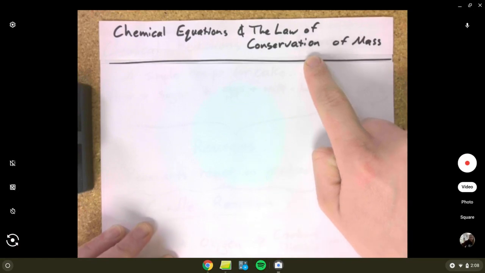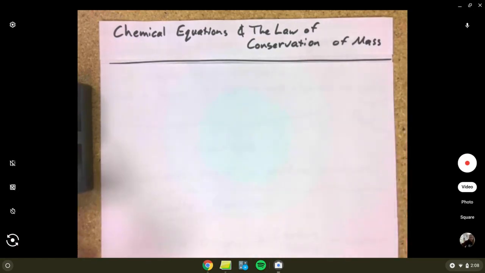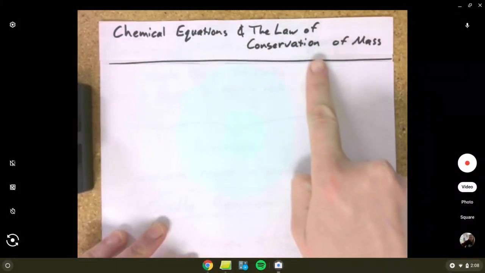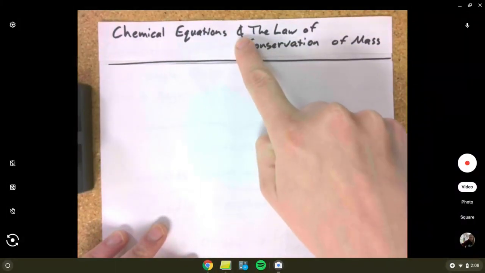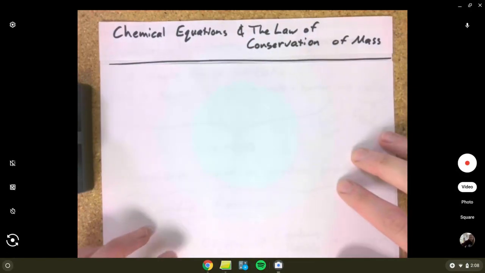This should also go into your table of contents. Hopefully you've been taking care of your table of contents and making sure it stays updated. So: chemical equations and the law of conservation of mass. I use the little ampersand symbol, but if you just want to write "and," whatever, I don't really care.